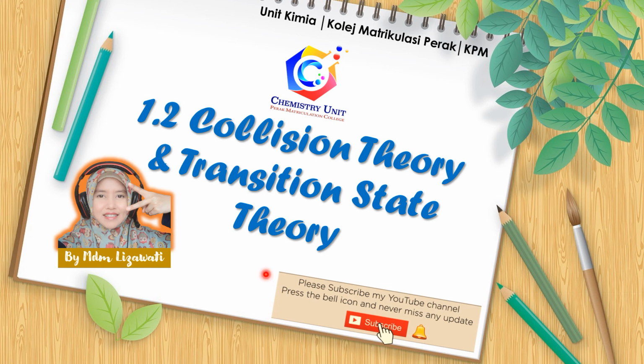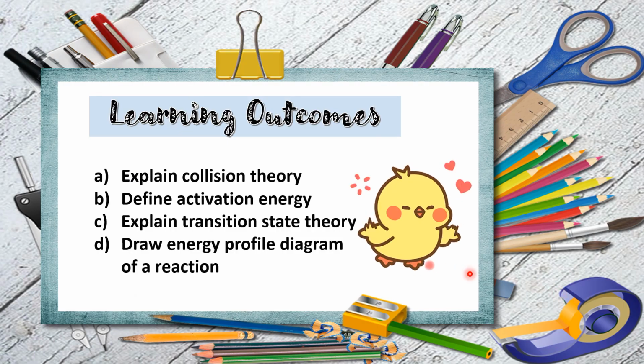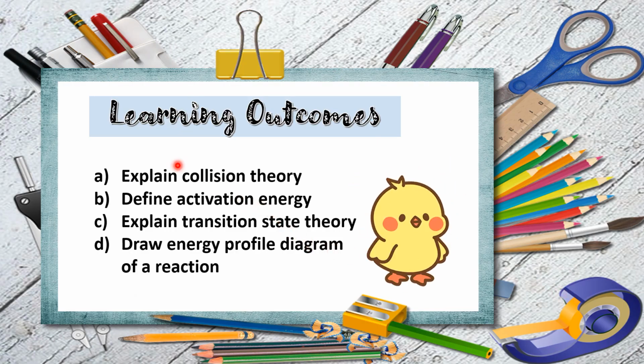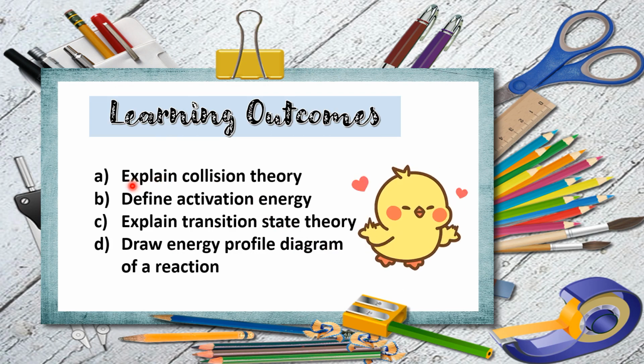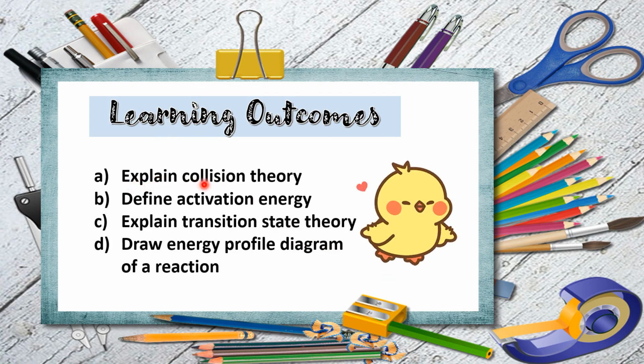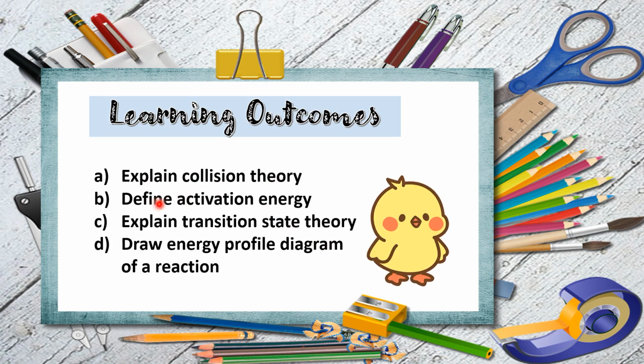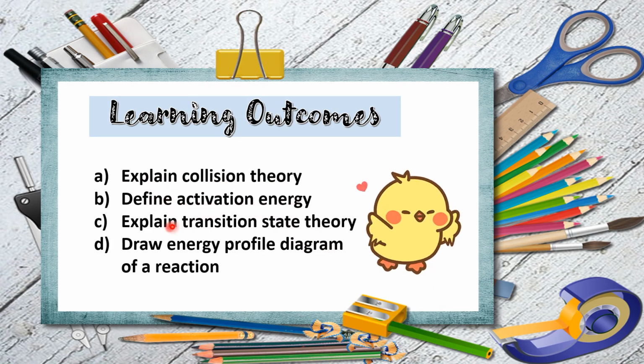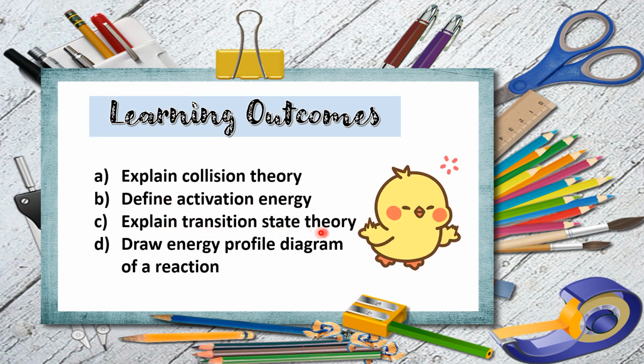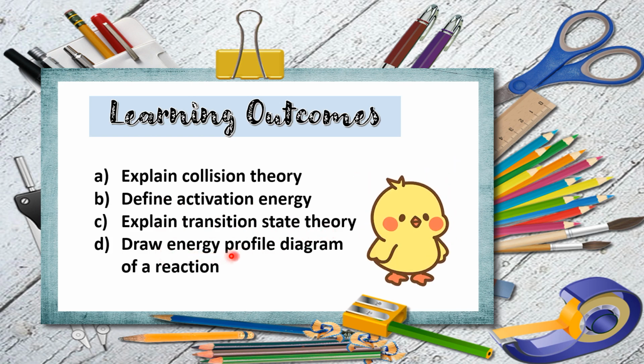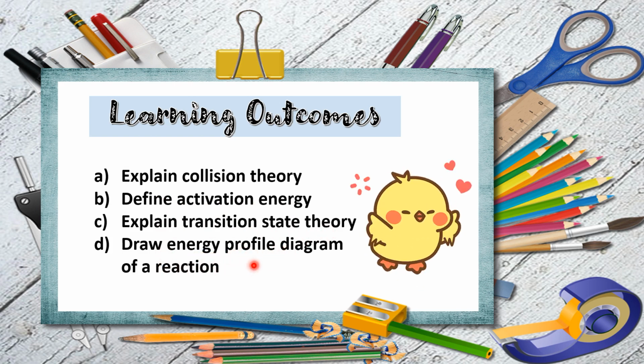Okay, today I am going to discuss the second subtopic for the chapter on reaction rate, and that is collision theory and transition state theory. Right, so these are the things that you should know. First, you have to explain what is collision theory, then define activation energy, explain transition state theory, and draw the energy profile diagram of a reaction.